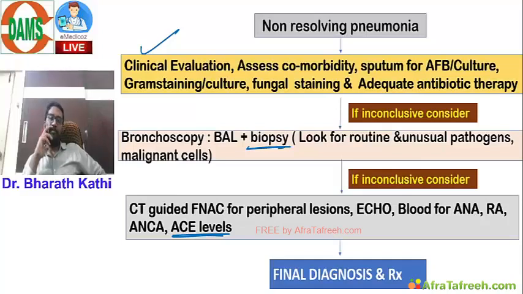So I think we will end this discussion for tonight here. The next class will be completely on COVID and viral pneumonia. There we will see again the treatment strategies, and I will also discuss the new Indian guidelines.